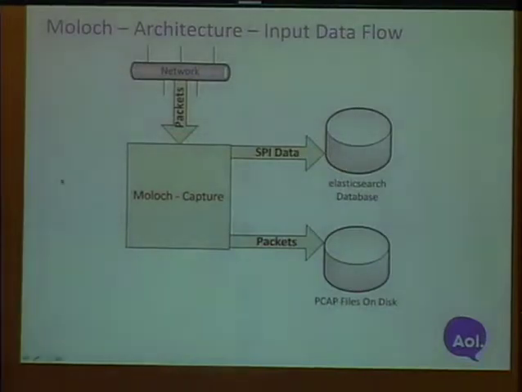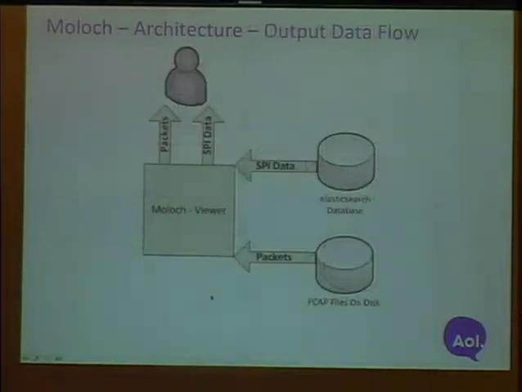From an input data flow standpoint, instead of network, it could also just be a PCAP file that you have, flows into the capture process, it gets parsed, creates SPI data, that goes to your Elasticsearch database, and also the packets are then written to disk locally on the capture system. For the output data flow, you have your SPI data that would flow out of your Elasticsearch database through the viewer process back to the user, and also the PCAP files on disk would flow packets back through the viewer and then to the end user.